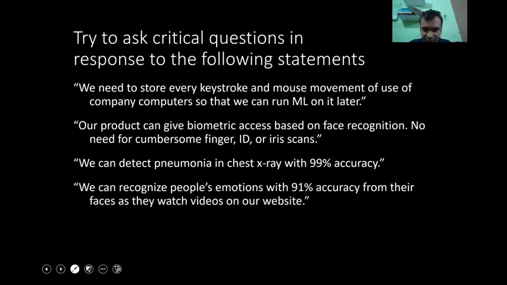"We can recognize people's emotions with 91% accuracy from their faces as they watch videos on our website." So this is an ethical landmine, right? Did you get consent to tape them? What does it mean, 91%? Is it that most of the time they are bored, so you can easily predict 91% accuracy? What will it be used for? Did you get the consent on that?